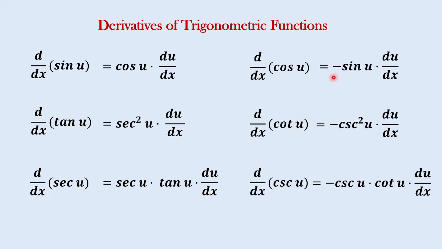The derivative of cosine u is equal to negative sine u du/dx. For the derivative of cotangent u, that would be negative cosecant squared u du/dx. And for the derivative of cosecant u, that would be negative cosecant u cotangent u times du/dx. So let us try to answer some examples.